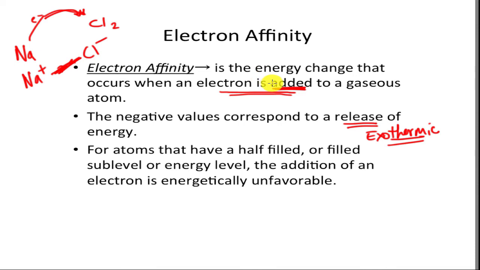So therefore, when an atom takes the electron in, it will release energy, and that's favorable, that negative energy. Now, one thing you want to look at is that atoms that are half filled, what we mean by that is sublevels and energy levels, it's going to be unfavorable. That means that the energy is going to be positive and not negative. We're not going to get a negative value for our change in energy, because it's not favorable to put it in there.